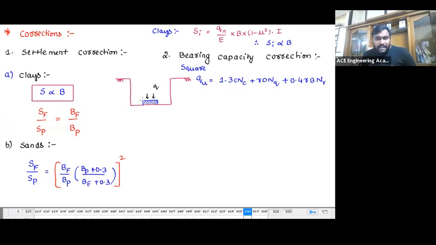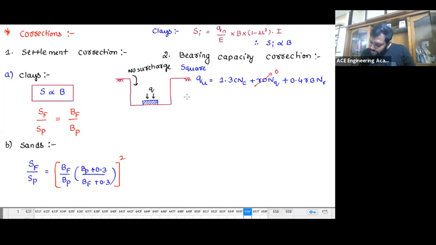Is there any surcharge acting over here? Next to the sides of the plate, is there any surcharge acting? I want you to answer. What is meant by surcharge? Whatever the soil above the base of footing or above the base of plate, there is no soil here. As there is no soil, there is no surcharge. When there is no surcharge, I can eliminate this term, it is 0.